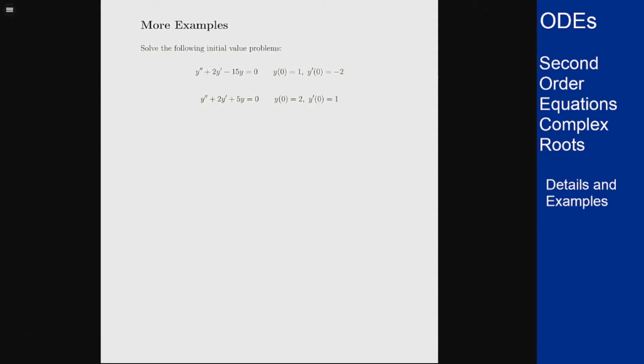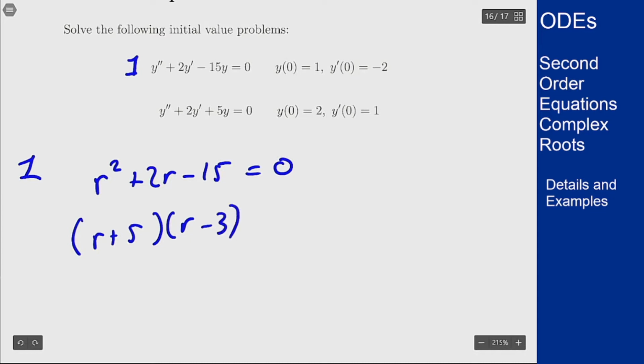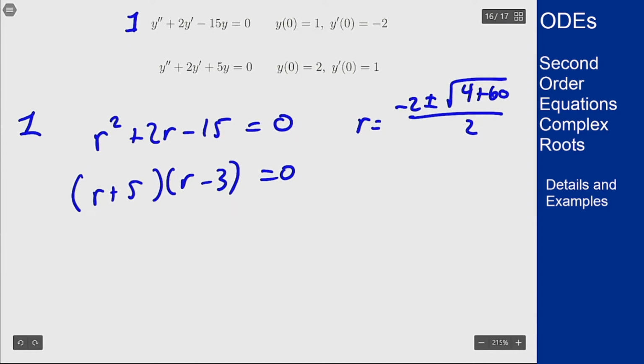So the first example, we first get our characteristic equation. So that's going to be r squared plus 2r minus 15 equals 0. And this actually factors as (r plus 5)(r minus 3). You could also go at this via quadratic formula if you didn't see right away that it factored, and that would give you r equals negative 2 plus or minus the square root of b squared minus 4ac, which is plus 60, over 2, and if you work that, you will get minus 5 and plus 3, because those are our two roots here.